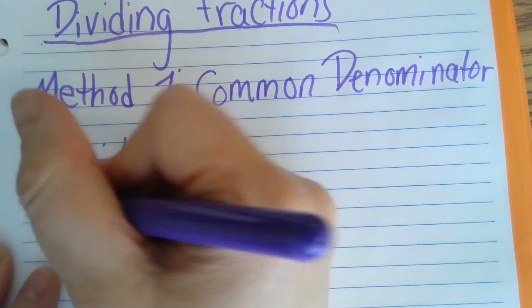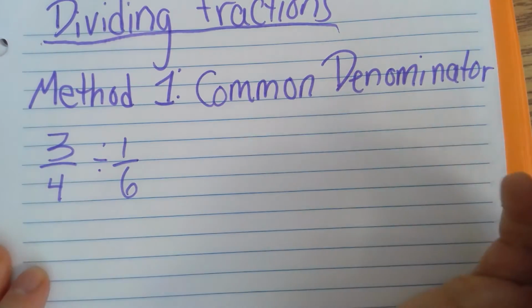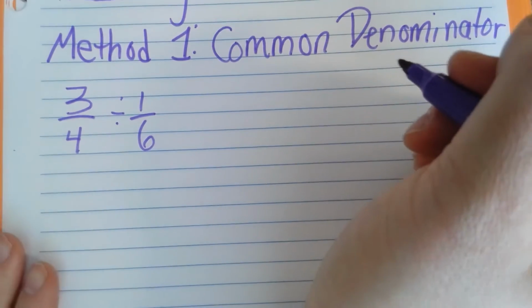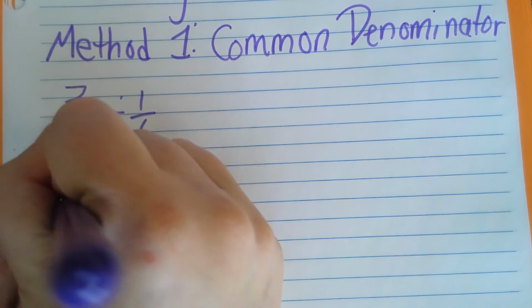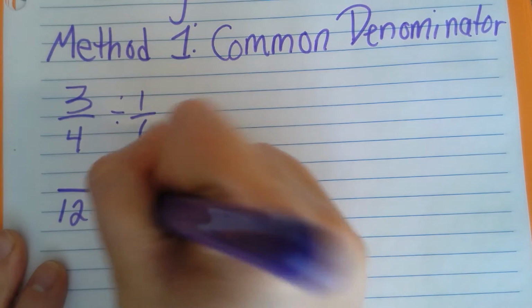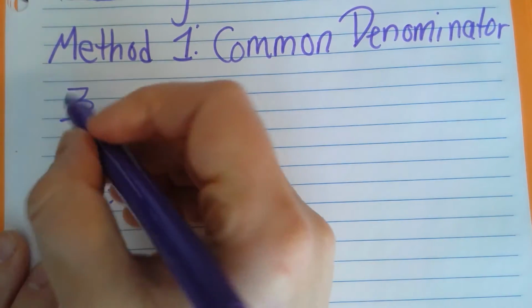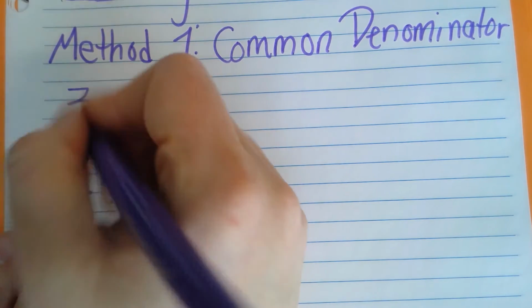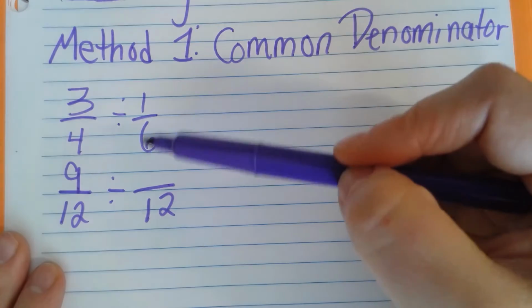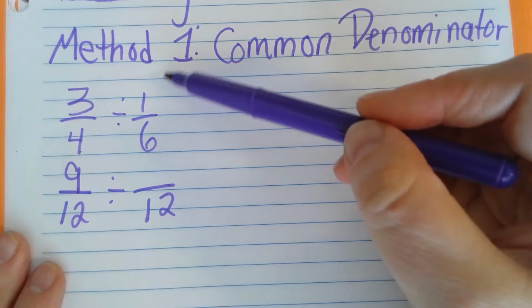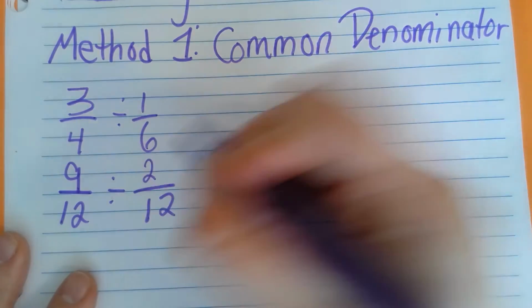So I need to ask myself, what is a common multiple of 4 and 6? A common multiple of 4 and 6 would be 12. So 4 times 3 gets me to 12. So 3 times 3 is 9. So 3/4 becomes 9/12. And 6 times 2 gets me to 12. So I need to multiply my 1 by 2 as well.